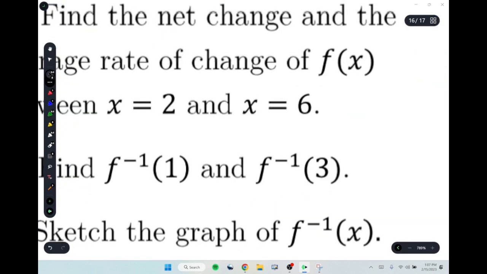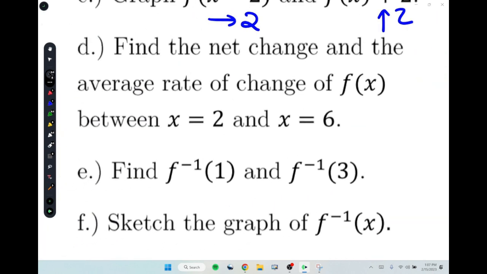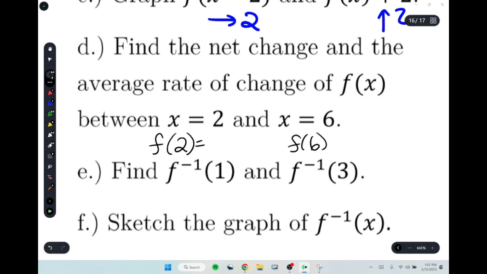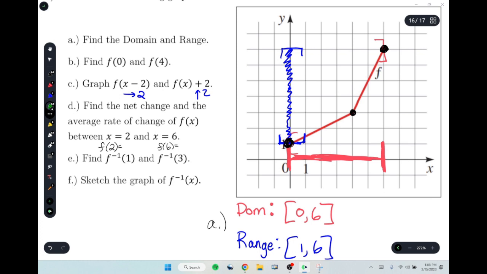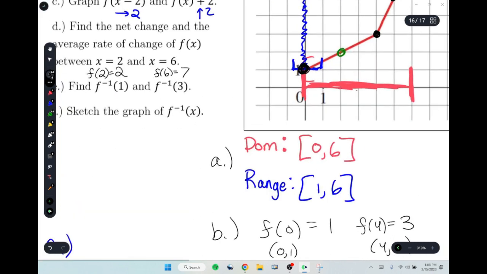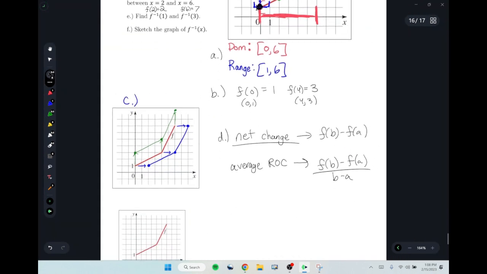So they're saying to do it for 2 and 6. Well, what do we need to know if we're going to do 2 and 6? We probably need to know f of 2 and f of 6. So what's f of 2 here? F of 2 looks like 2, doesn't it? And what's f of 6 look like? 1, 2, 3, 4, 5, 6, 7. Good call, 7. So what do we do with those 4 numbers? You plug them into the formulas. So for net change, what do you get?